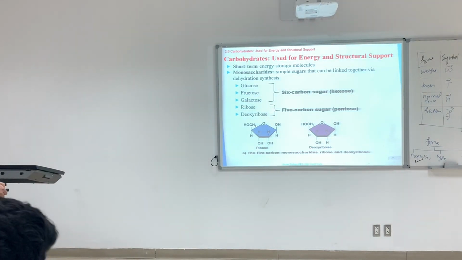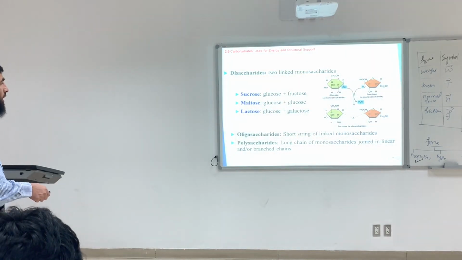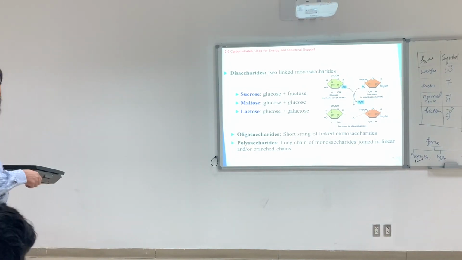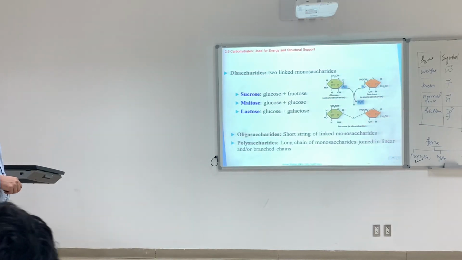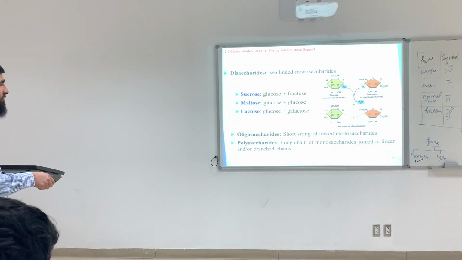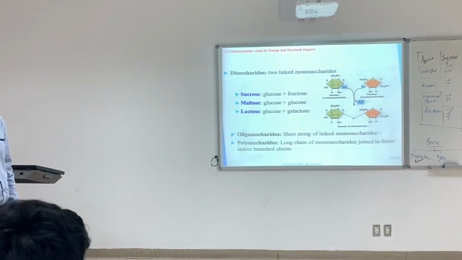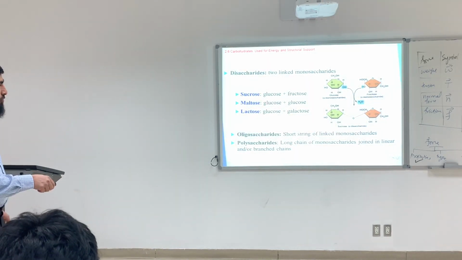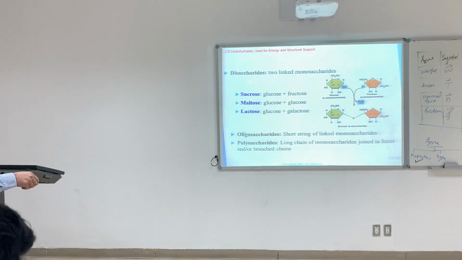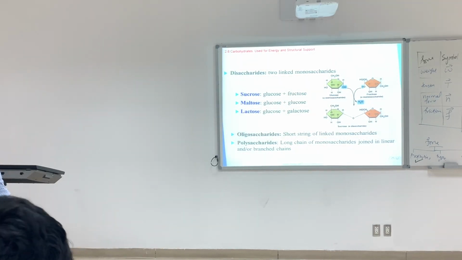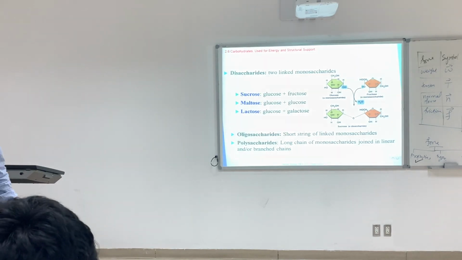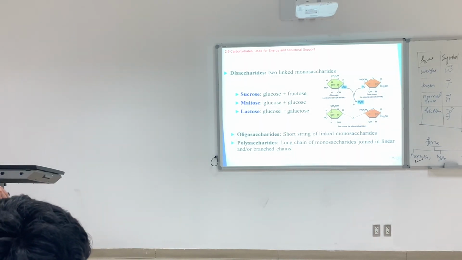Key thing, you must know that these are monosaccharides. The second thing is, you should know that these are disaccharides, and you must know what they're made up of, okay? So you should know that sucrose is glucose and fructose. Maltose is glucose and glucose. This is a glucose-fructose disaccharide, okay? This is a glucose disaccharide. This one is a glucose-galactose disaccharide. Very important to know, okay?